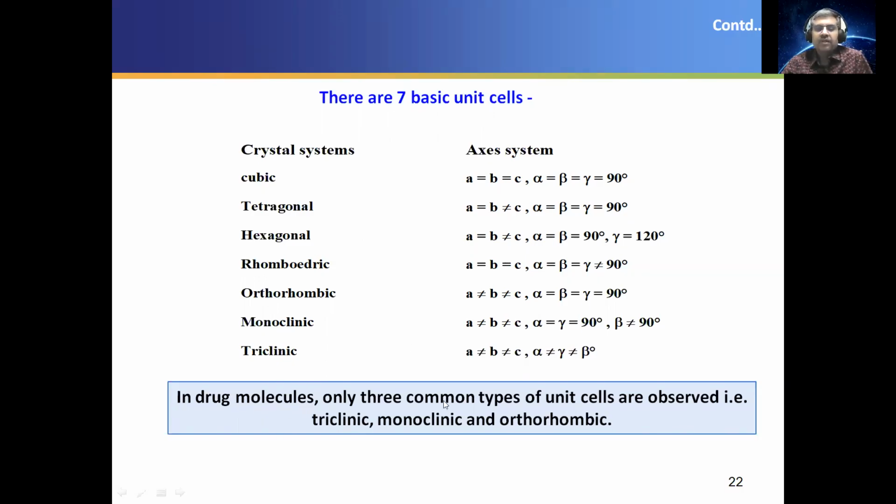In drug molecules, only three common types of unit cells are observed, that is triclinic, monoclinic, and orthorhombic. The rest of the unit cells are seen in the case of inorganic crystals. Let us differentiate here that all the drug molecules are mostly organic in nature, and our emphasis during this class is going to be on organic crystals. There is a different and separate field of inorganic crystals, for example sodium chloride, potassium chloride, and magnesium chloride crystals. These are not going to be studied in this class.